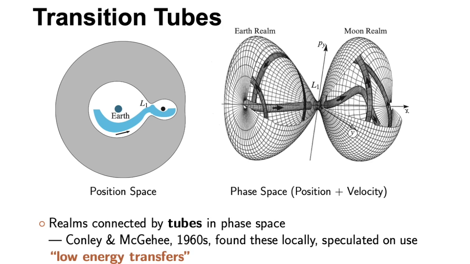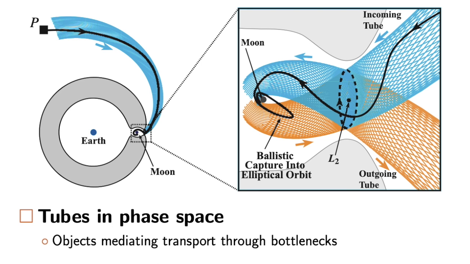Two mathematicians who had an interest in celestial mechanics, Conley and McGehee, found these locally and speculated on the use for low energy transfers to get to the moon. In the late 60s, there was a lot of interest in that.